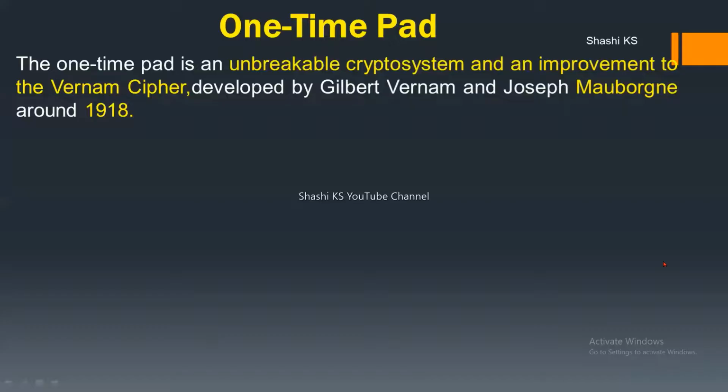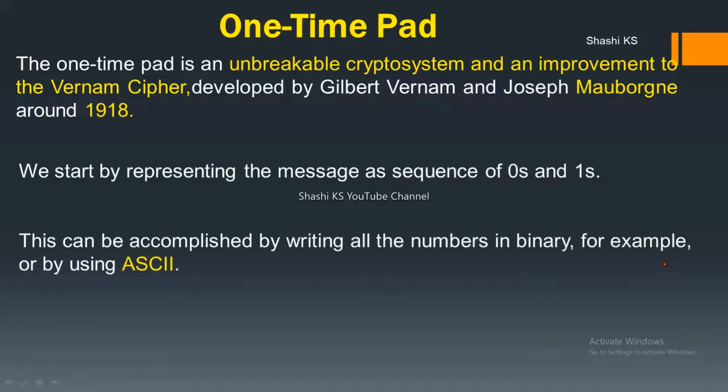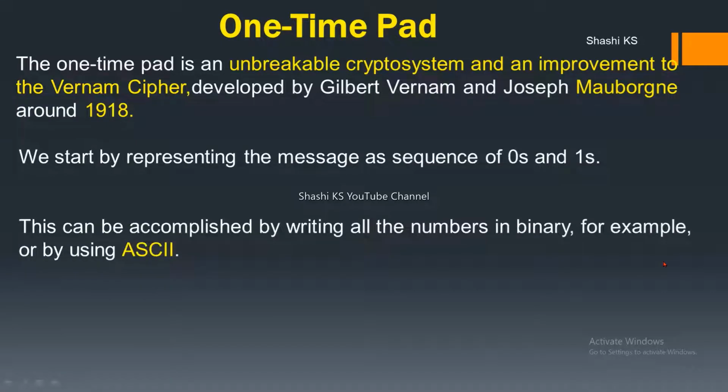So one-time pad is basically an unbreakable crypto system which actually provides 100% complete security. It is said to be an improvement to the Vernam cipher, and it is jointly developed by Vernam and Mauborgne around 1918. In one-time pad encryption, the message is represented as a sequence of zeros and ones. So either you write out all the numbers in binary, or you start by using the ASCII.